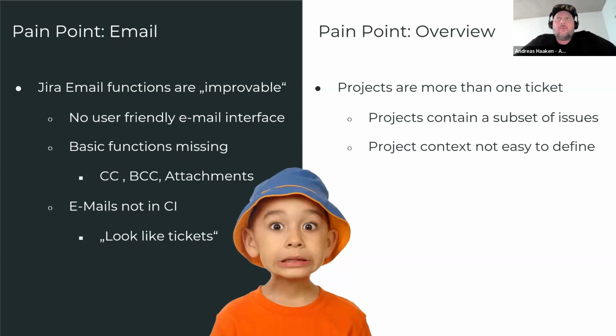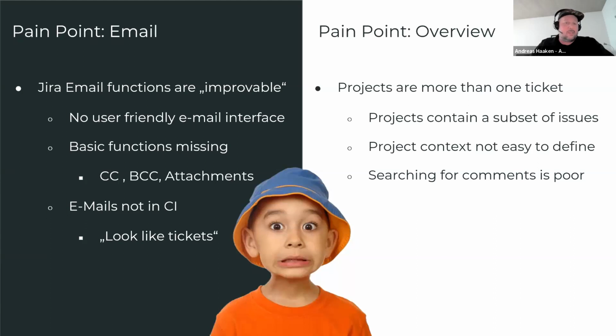So when you look at particular comments in Jira, and you want to find just the comments that are related to the issues that are connected to your project, let's say epics and tasks, it's not easy to define and it's not easy to find.